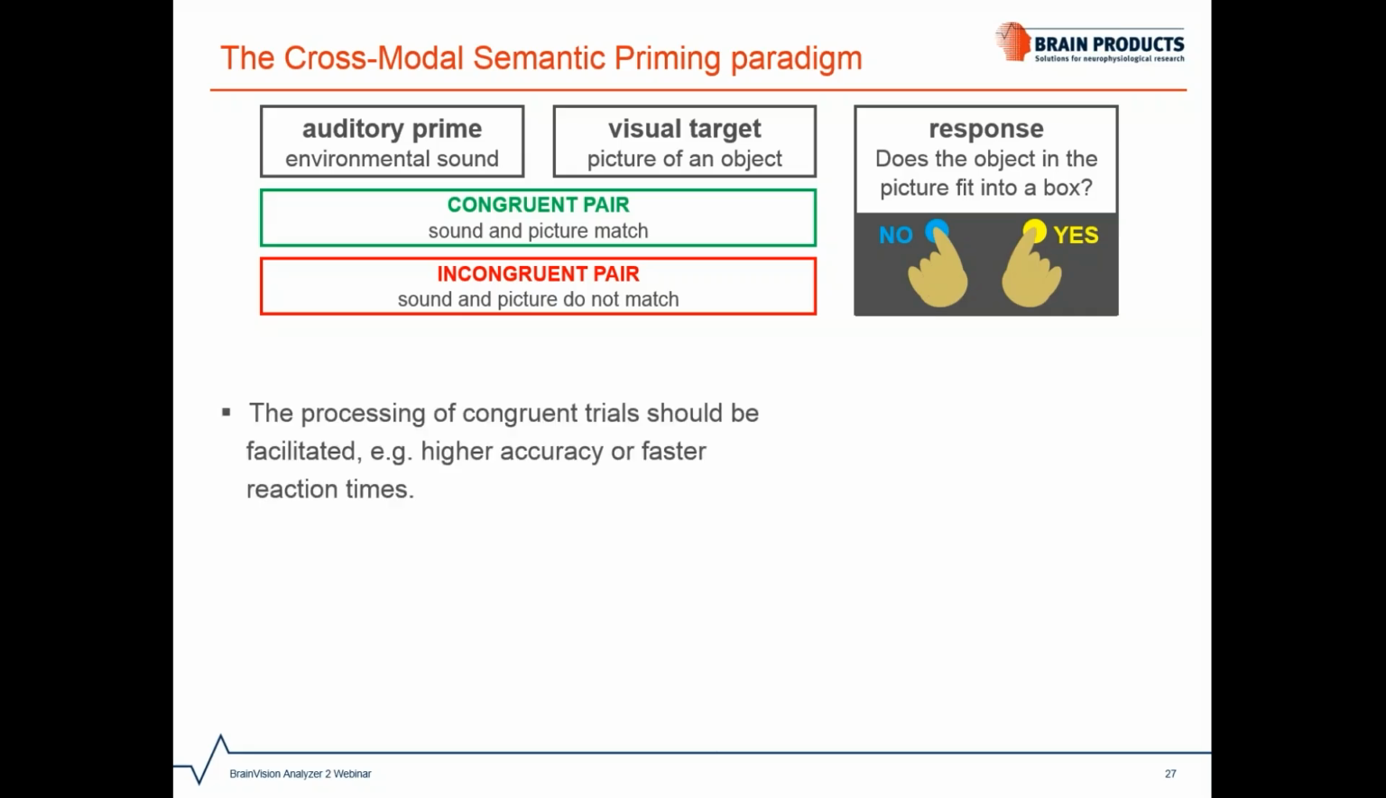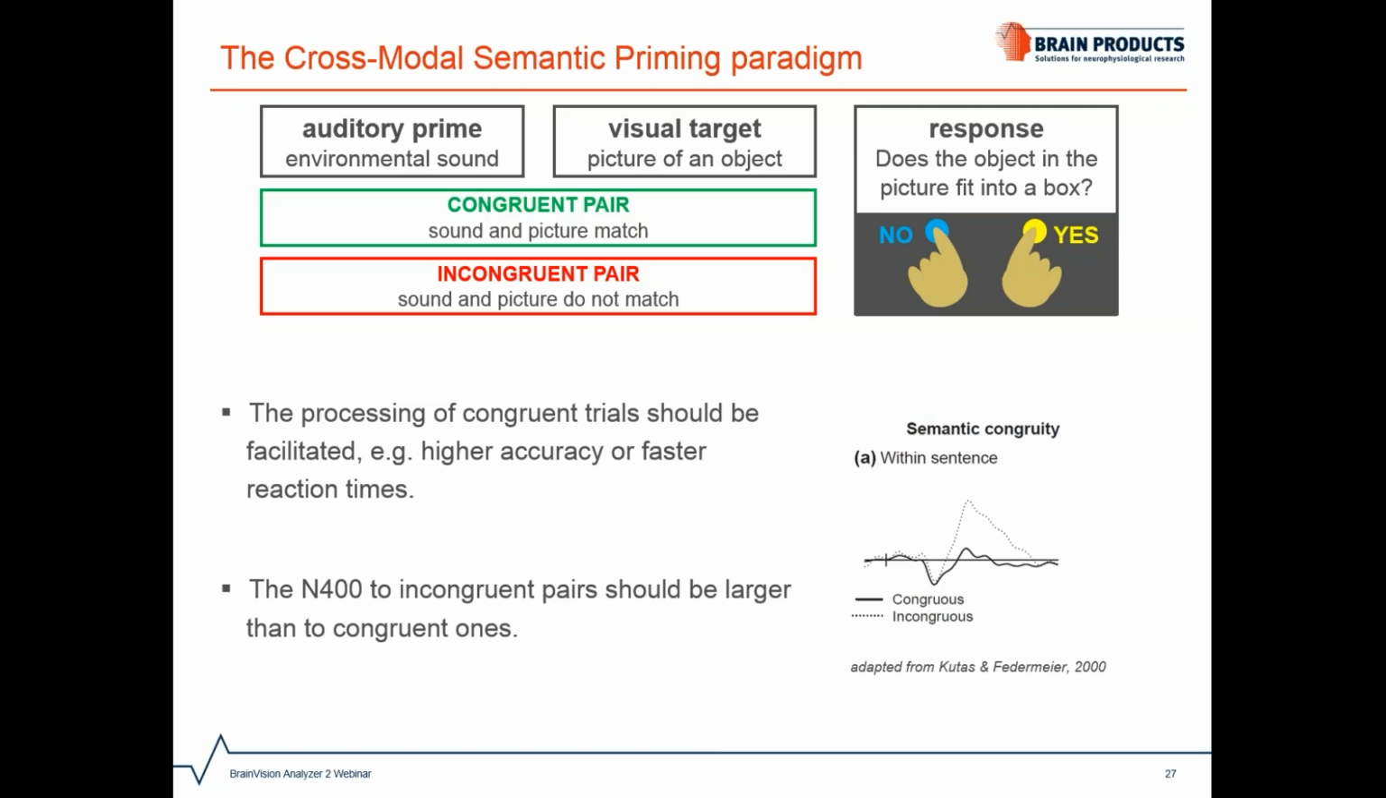In the priming paradigm, the idea is that processing of the prime will affect processing of the target. It can be expected that congruent pairs lead to facilitated processing, as their semantic category matches. This can be higher accuracy or faster reaction times. Electrophysiologically, semantic priming is often used to investigate the N400. There are many studies that show that the N400 to incongruent pairs is larger than to congruent pairs, which is debated as being a consequence of the mismatch in semantic category. This effect was shown for a lot of stimulus materials.